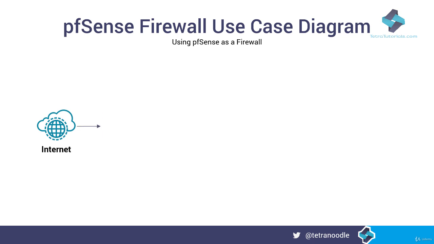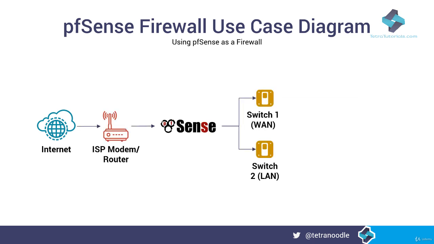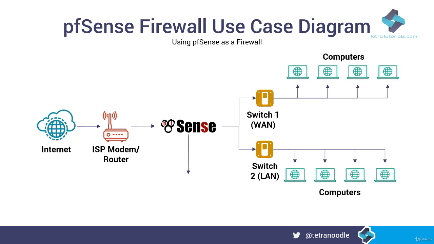Now let's add another layer of complexity. Say there is an additional LAN segment added, which could be attached to a third network interface within the pfSense server. This will be the second LAN interface. Say this new LAN segment hosts some other devices or servers which need to be isolated from the first LAN segment.